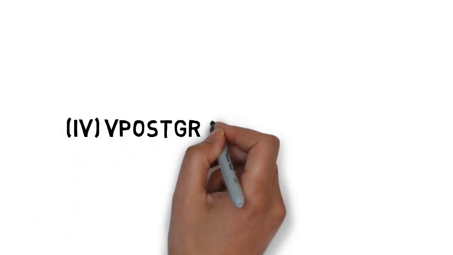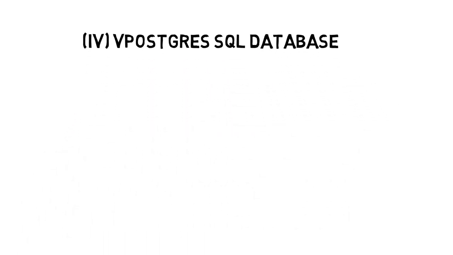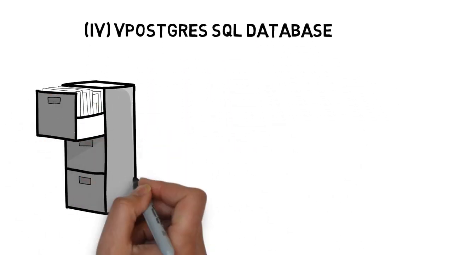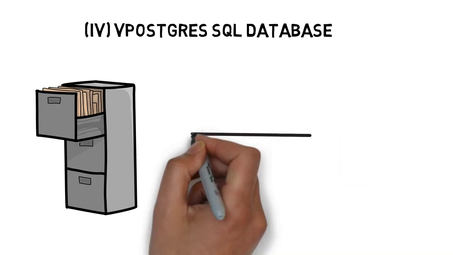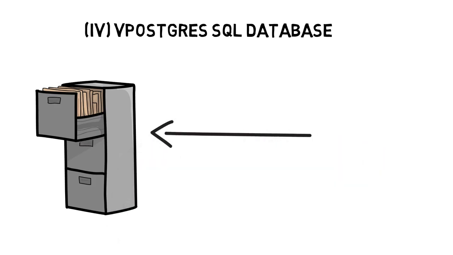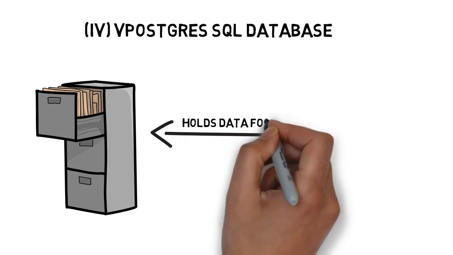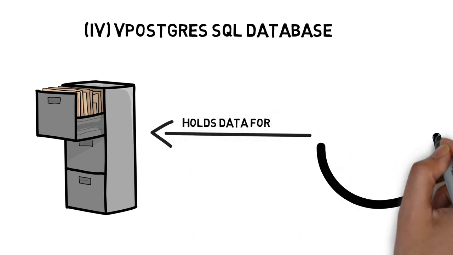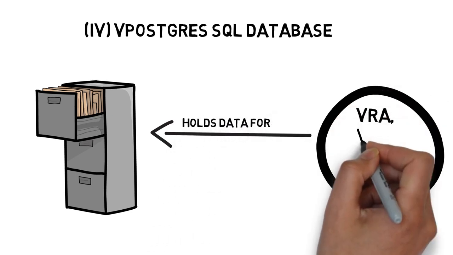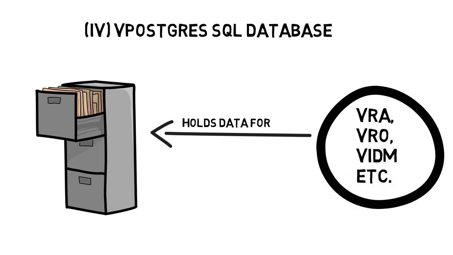Fourth up, we have the vPostgres database. Since it is a database, it must hold data, and that is exactly what it does. It holds data for all the other components in the vRealize Automation appliance, like the VRA portal, the vRealize Orchestrator, as well as the VMware Identity Manager.